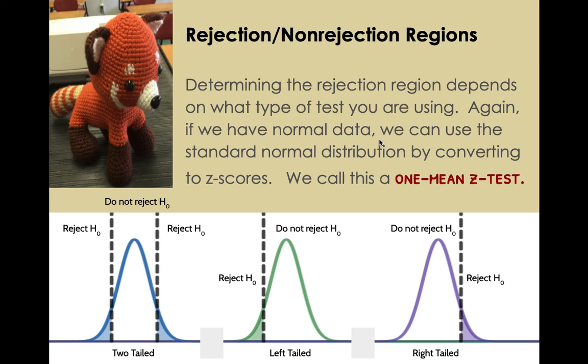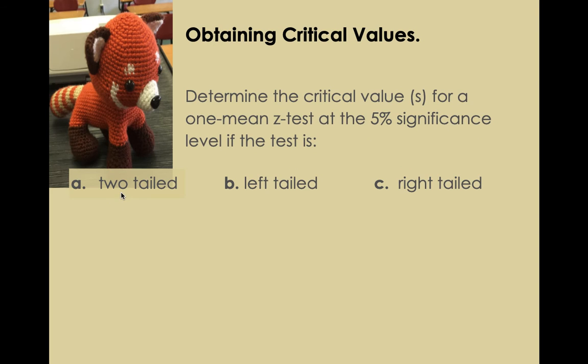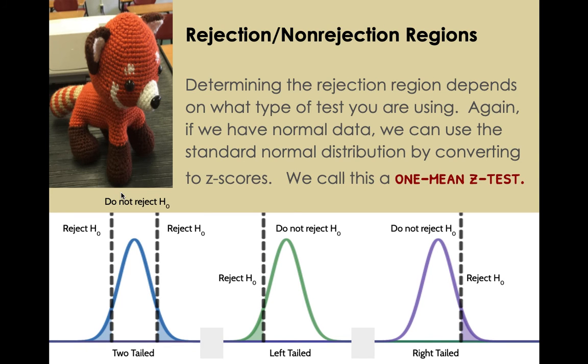So again, we have our 3 tests: our two-tailed, our left-tailed, and our right-tailed. Pretty much, in a two-tailed test we're going to have 2 rejection regions, because we have 2 tails. If it's in the tail, it's in the rejection region. So if we're doing a two-tailed test, we need 2 of these critical values. If it's a one-tailed test, we only need 1.